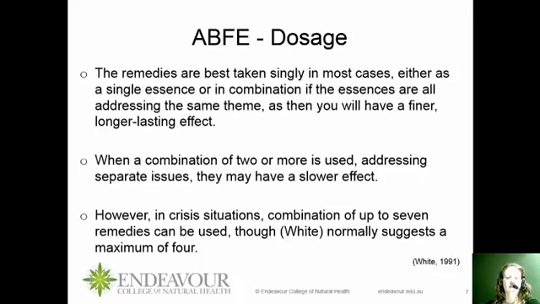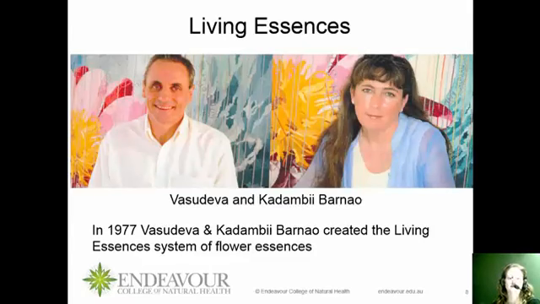In crisis situations, remedies can be combined. Ian generally suggests a maximum of 4 essences, but if you look at the combination blends, oftentimes there are numerous essences within them, certainly more than 4. So it's up to your clinical judgment as to how many you prescribe. But it's something to keep in mind. The less perhaps will have a finer effect, a more specific effect. But play around with it and see what your experience is.